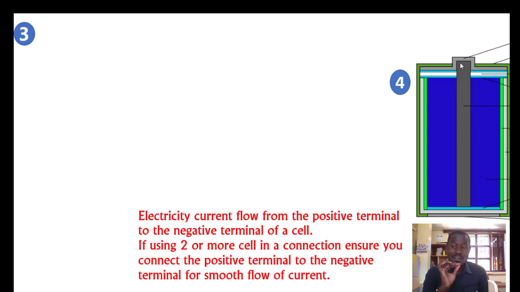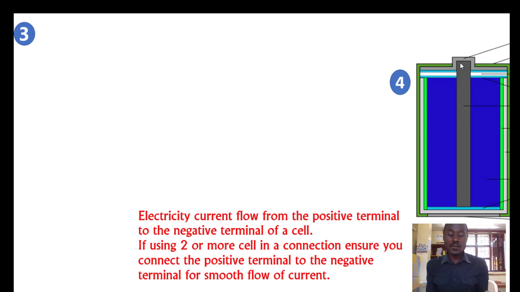After knowing that electricity travels from the positive terminal to the negative terminal, what happens when we are connecting two or more cells? What we should do is connect the positive terminal to the negative terminal. Why? This is because electricity will travel from this positive terminal, get to the negative terminal, and then go on to the positive terminal. So if we connect a wire here, then the electricity will continue flowing.